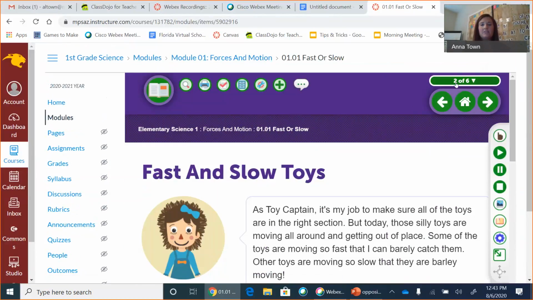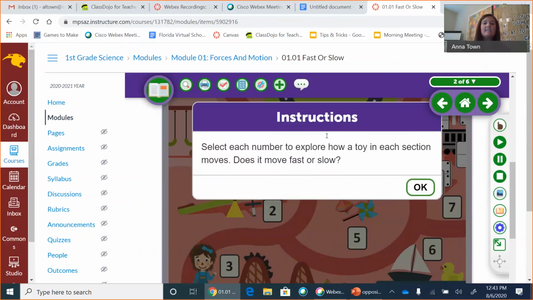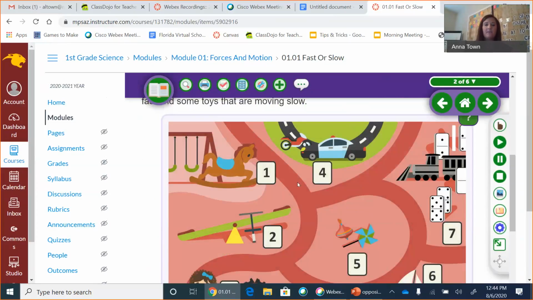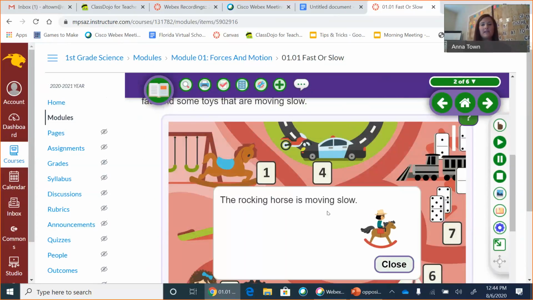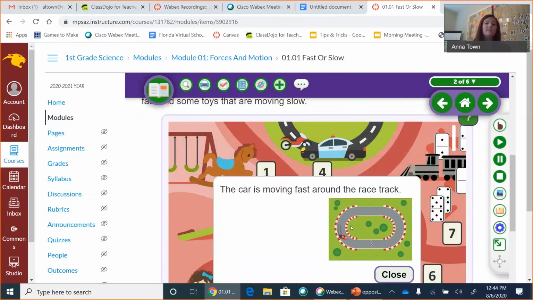We were just on page 1, now we are on page 2, and you can see that by this number right here. You will have it read to you, and then it will have activities for you to do. Here it's telling you to click on the numbers to see how each toy moves, fast or slow, because this is about motion. You would click OK after you had it read to you, and then press the numbers. It says the rocking horse is moving slow. So you go throughout and click the numbers. This one says the car is moving fast around the track.